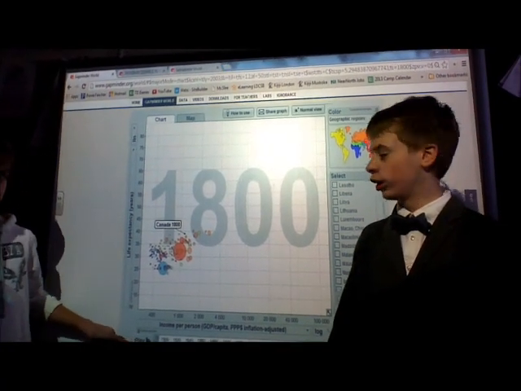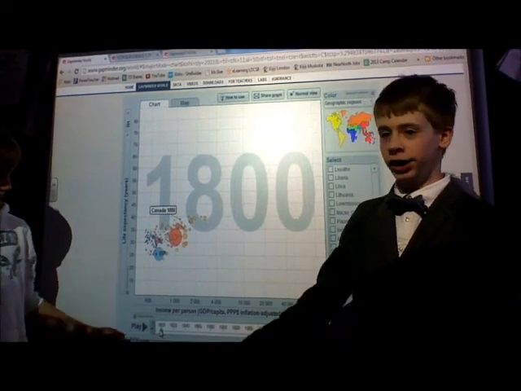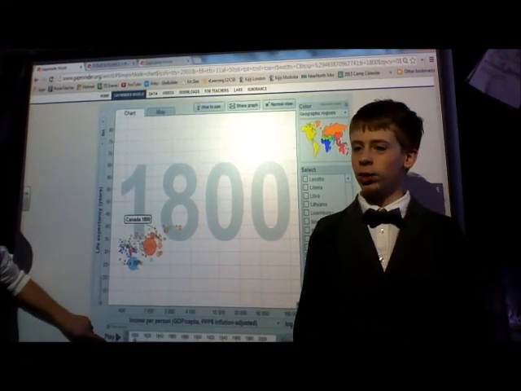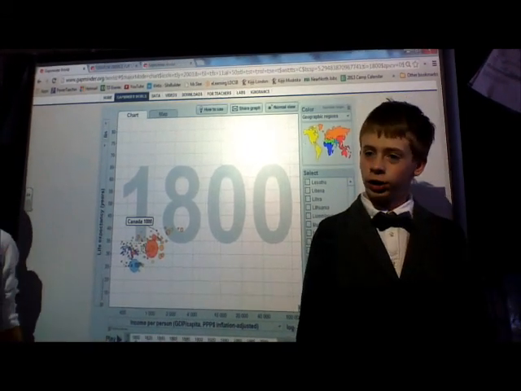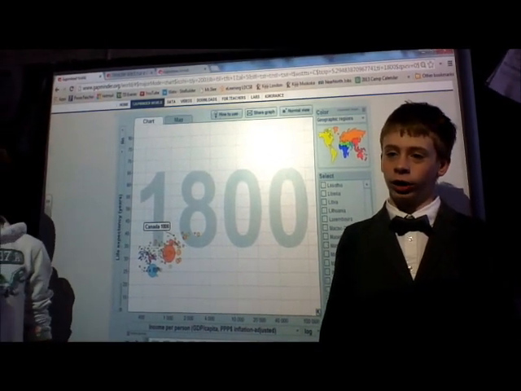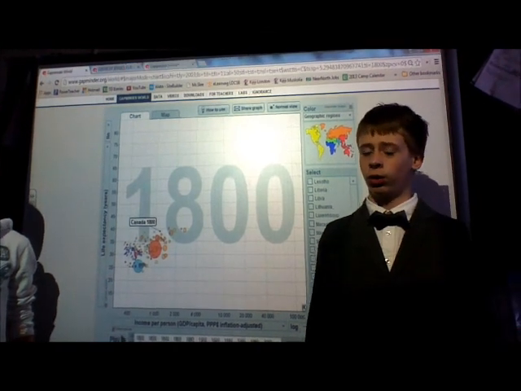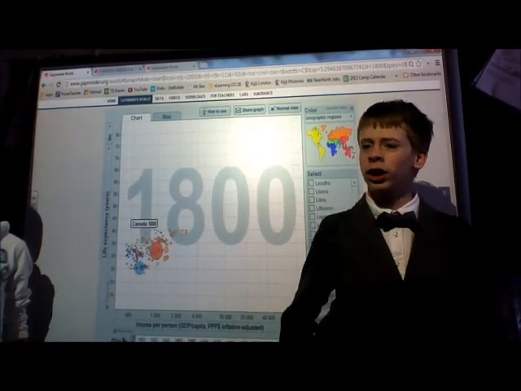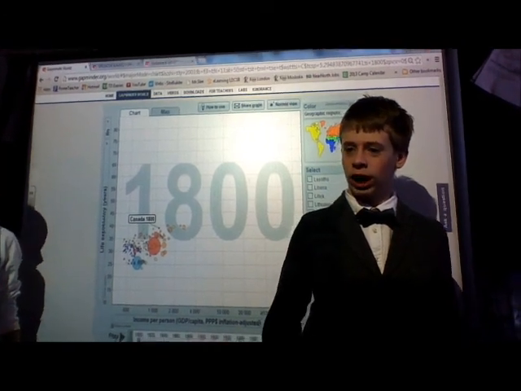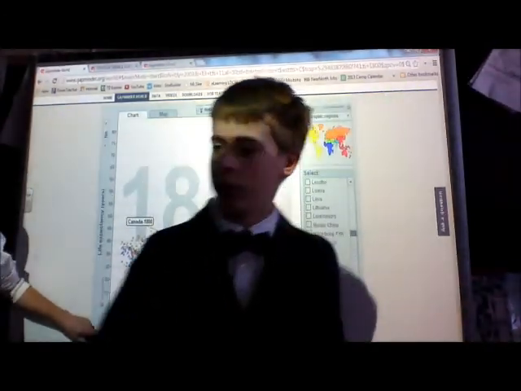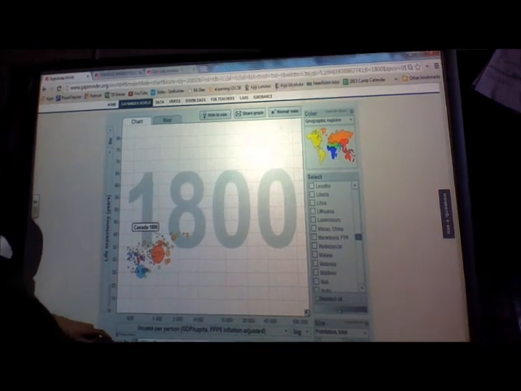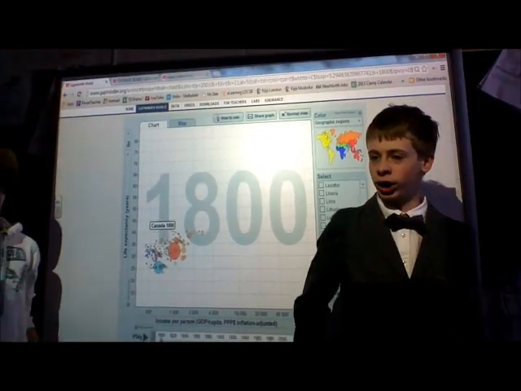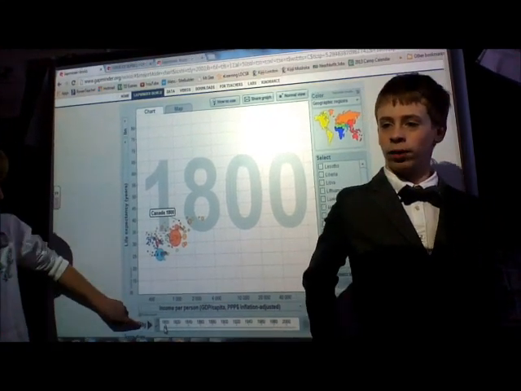We are comparing life expectancy and income per person. Let us explain what both of those are. Life expectancy is how long someone lives on average in that country. For example, countries in Africa have a low life expectancy and countries in North America have a high life expectancy. Income per person is how much money the average person has in that country. For example, African countries have low income per person, countries in Europe have high income per person.